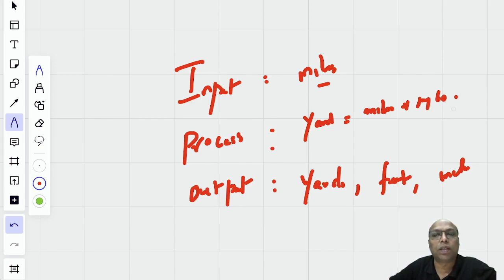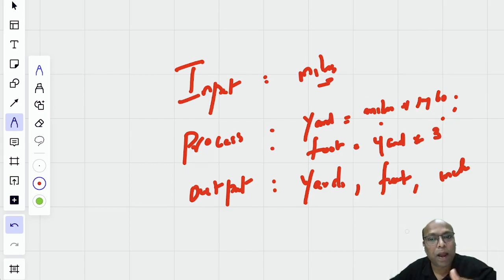Some people raise a question to me: should I multiply or should I divide? See, if I have been given 1 mile, I need 1760 yards. That means 1 into 1760 will become 1760 yards. Now, I already have the yards in my hand, I don't use the miles. Therefore, in order to generate the foot, we said 1 yard is 3 foot. Therefore, whatever yards I have, I multiply by 3.